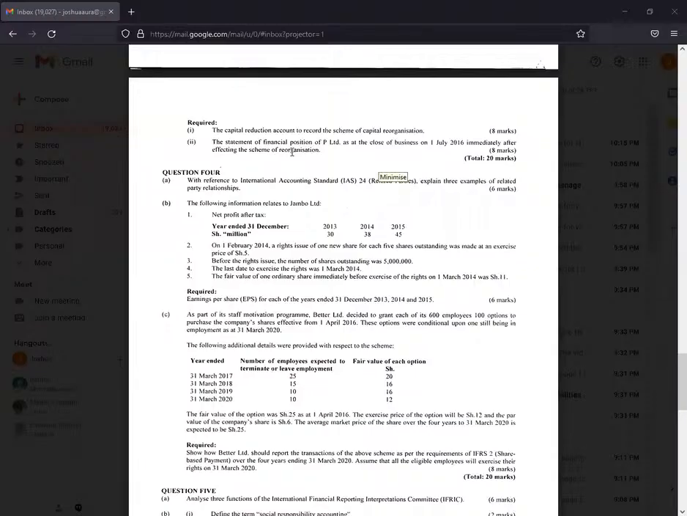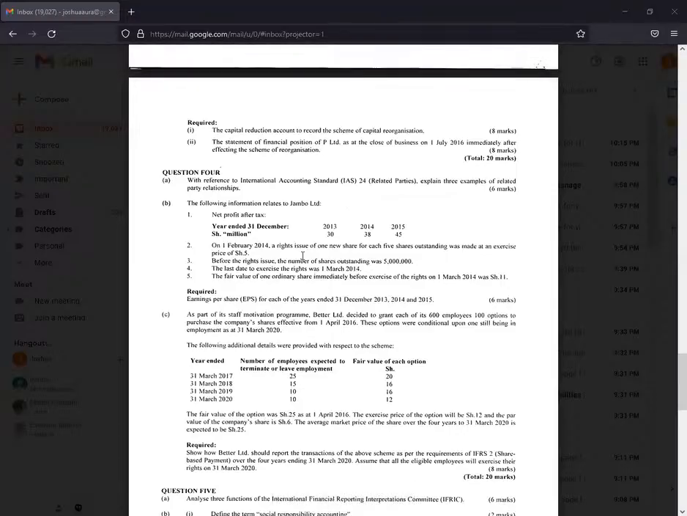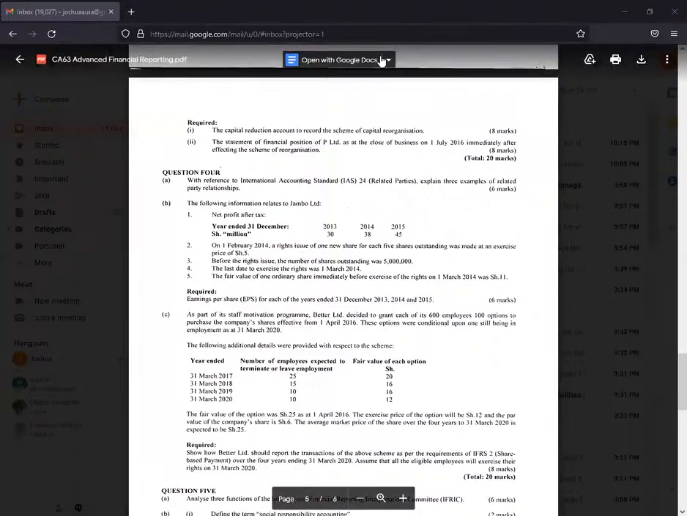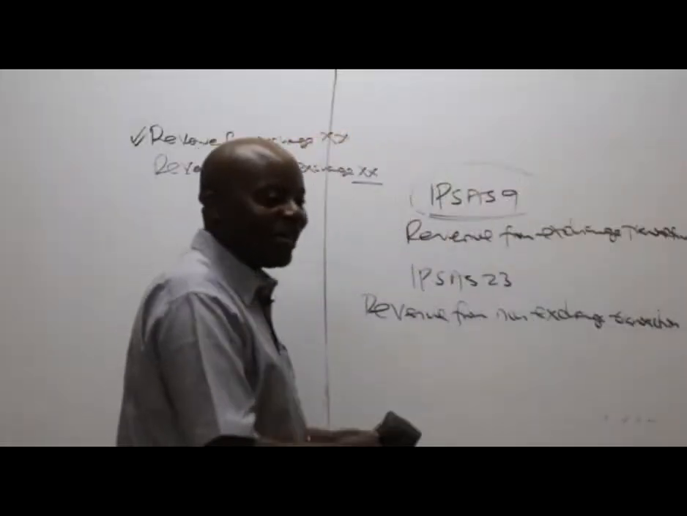When they talk of, ladies and gentlemen, this thing of rights issue, I'll start by calculating the theoretical X rights price. That to me is the lowest hanging fruit. And they are telling me here the theoretical X rights price. Is there anybody who knows how to calculate the theoretical X rights price?